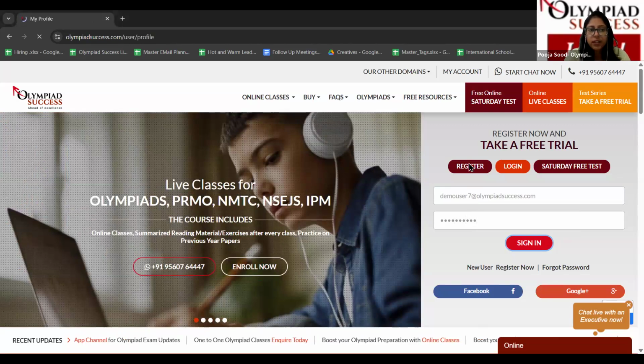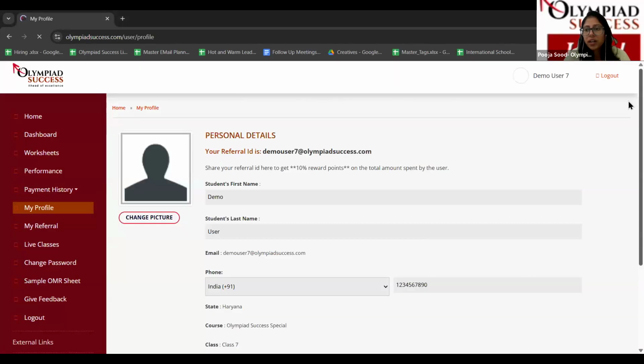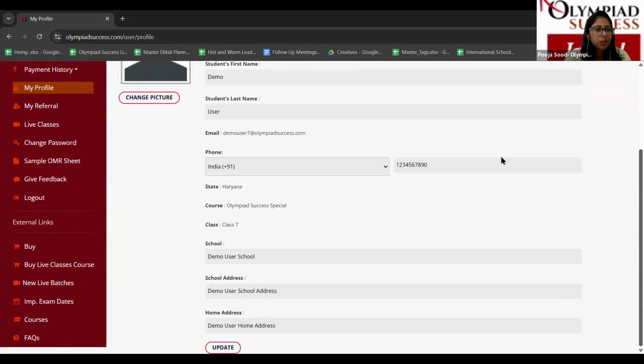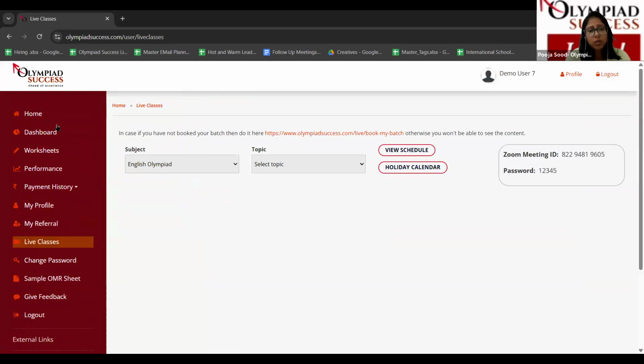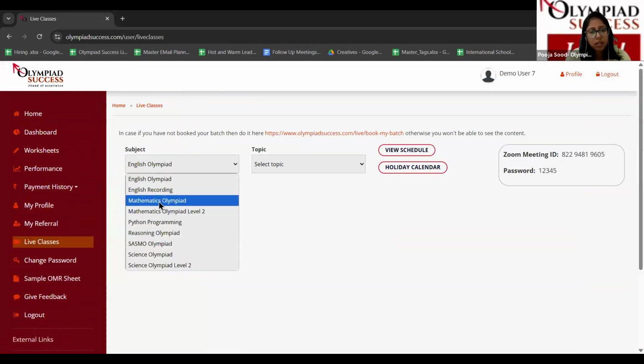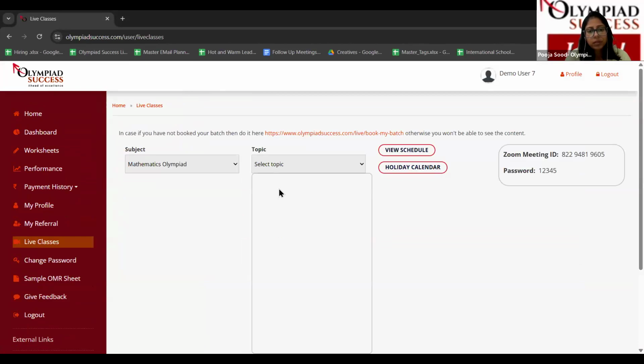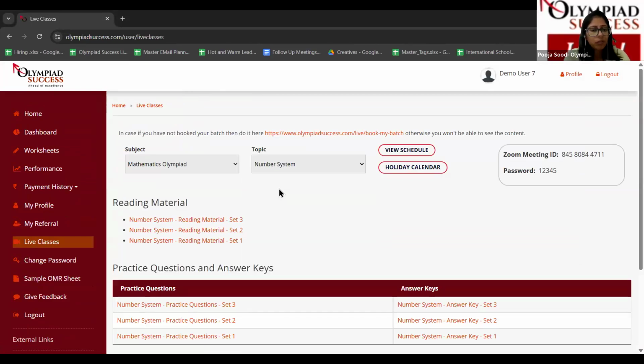After logging in, you'll get your profile details. Of course, you need to check, and in case you find any error, you can rectify it over here. Moving forward, you need to click on live classes, in which you will get your entire material. Over here, you need to select your subject and, of course, topic. You can see all topics are mentioned over here for your reference.